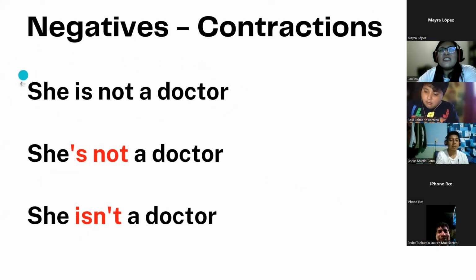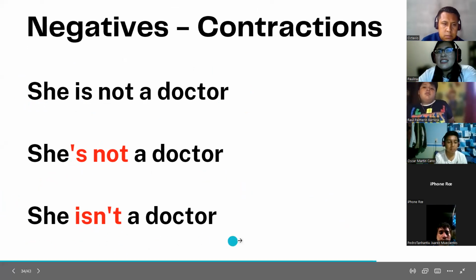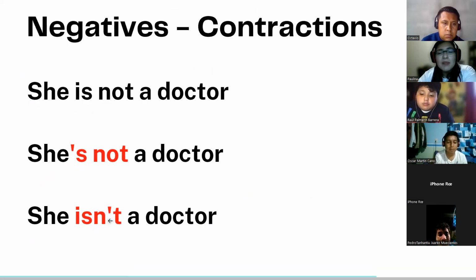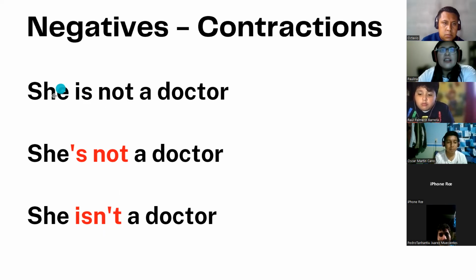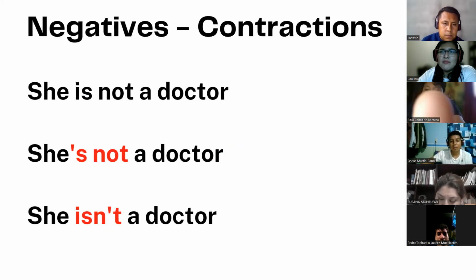Now we have, she is not a doctor. That is my regular negative. Now I have two options if I want to use the contraction. Option number one, she's not a doctor. ¿Qué vocal estoy eliminando aquí? La I de is. ¿Qué otra opción tengo? She isn't a doctor. ¿Qué vocal estoy eliminando aquí? La O de not. Las dos son válidas, las dos las puedo usar. So the complete negative is she is not a doctor. Repeat after me the contraction number one. She's not a doctor.